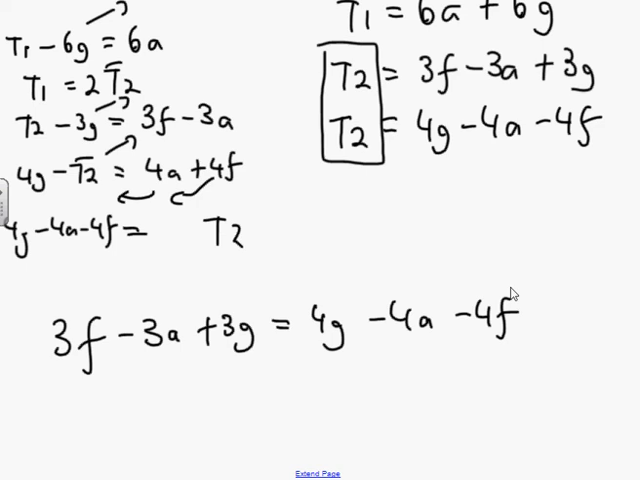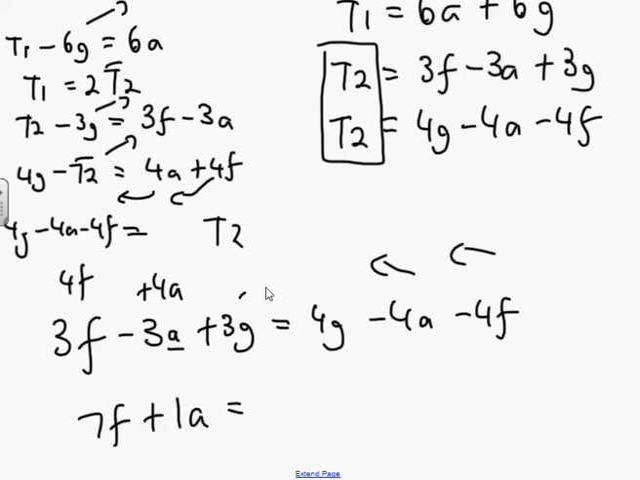I still have two variables. My two variables are the A and the F's. Move them all to one side. Minus 4A is a plus 4A. Move the minus 4F, it is a plus 4F. 7F plus 1A. Bring over the 3G, equals 1G. That is one simultaneous equation right there.